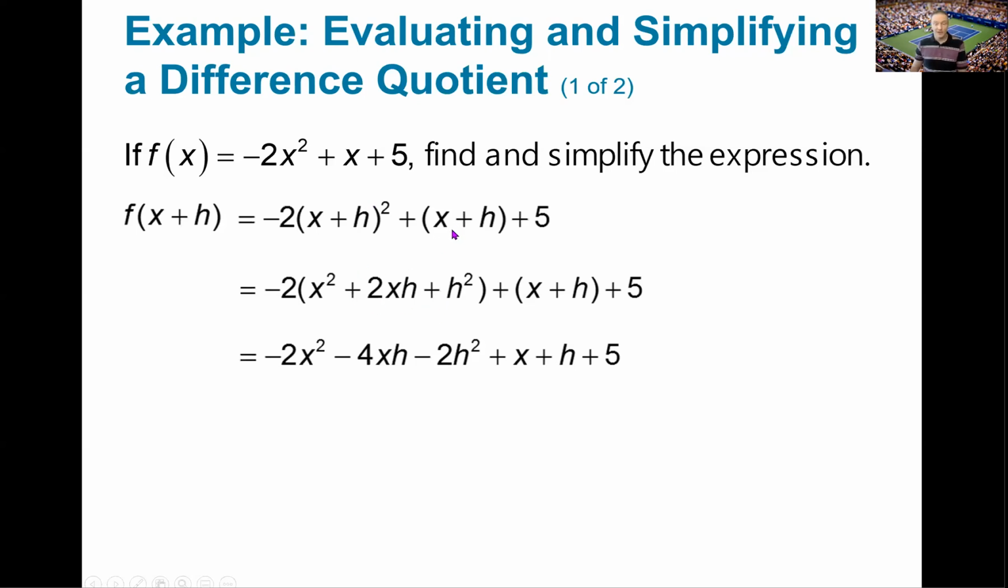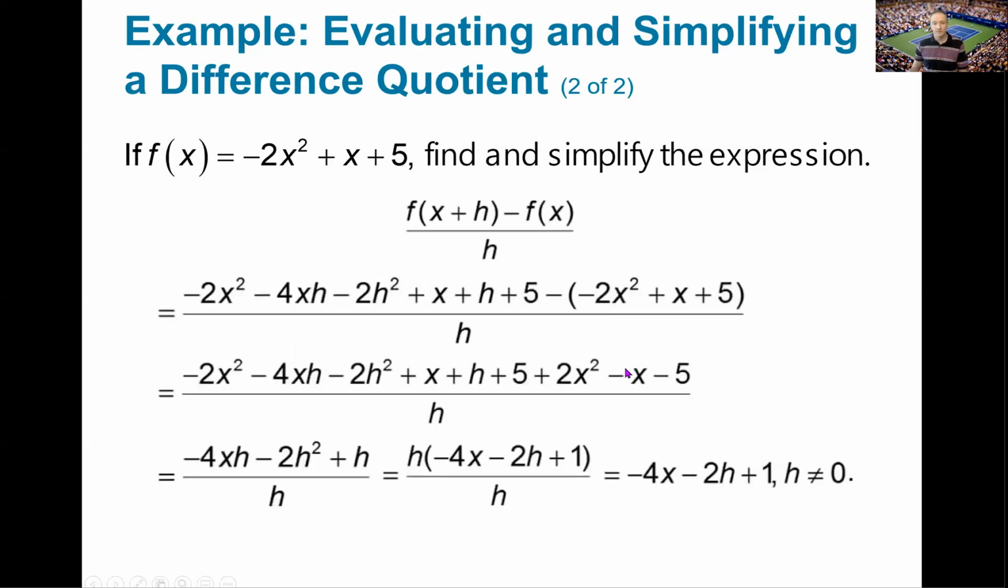Now, of course, there's really nothing else to do in my problem. The x plus h, I just brought down, and then the plus 5. Now I distribute the negative 2 throughout that trinomial. I get negative 2x squared minus 4xh minus 2h squared. Then I have my plus x plus h plus 5. Now that is the simplified version of f of x plus h.